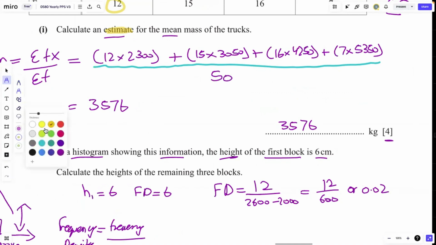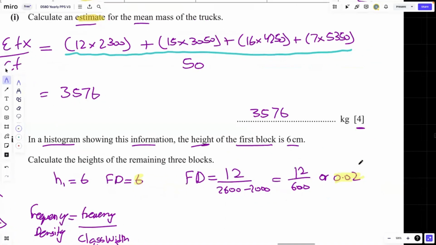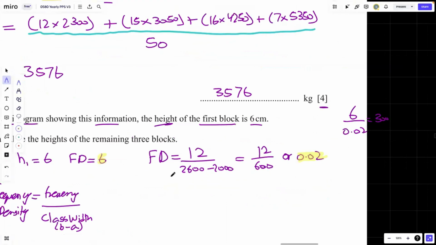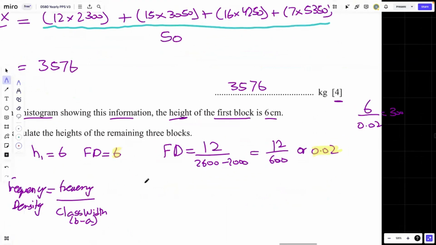Now we need to know that the frequency density we have gotten is 0.02, but on their scale it's actually 6 centimeters. So what is the multiple they are using? How do you go from 0.02 to 6? You can just do 6 divided by 0.02 on the calculator. You get 300. So you're basically multiplying your answer by 300. And that's how you go from 0.02 to 6.